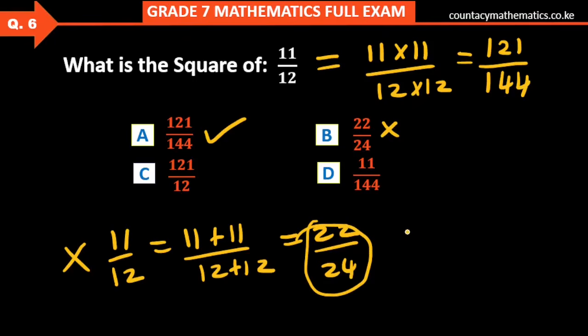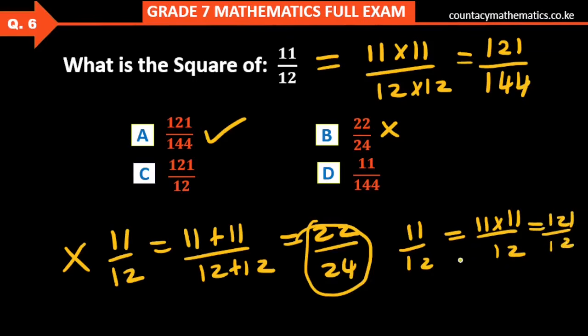There'll also be another person who will pick 11 over 12. We are finding the square of this, and then they'll pick 11 times 11 over 12, and then they'll say this equals 121 over 12. But this is again very wrong. You see, you'll get an answer for that right there.